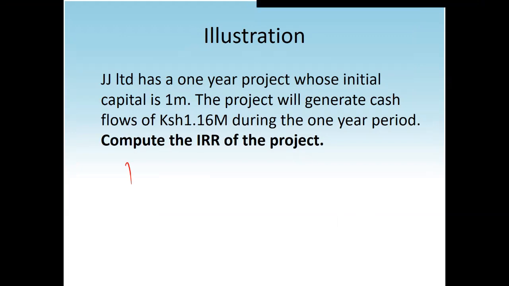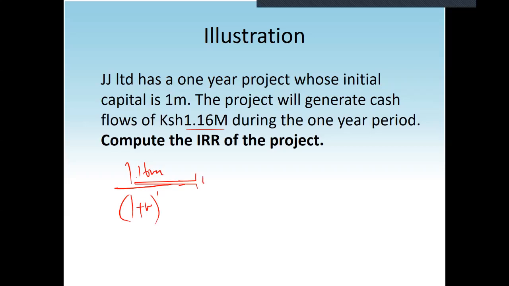Don't forget, at IRR the NPV is equal to 0. Therefore, the sum of the present value of cash flows is equal to the initial investment cost. Here, the cash flow is only 1.16 million. It is received in year 1, so we discount back to year 0. 1 plus R to the power of 1, because it is in year 1. Its present value is equal to the initial cost, which is 1 million.